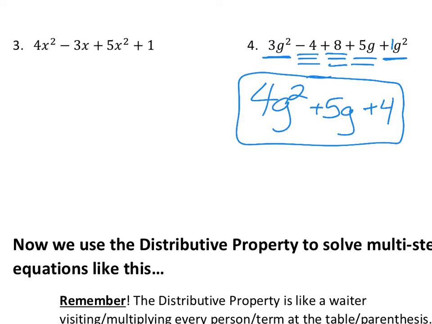Let's do a check to make sure we know what we're doing. Number 3 is for you. Go ahead and try number 3 on your own. I'll give you about a minute to try to combine your like terms together.